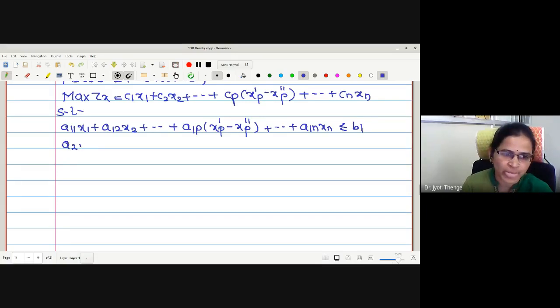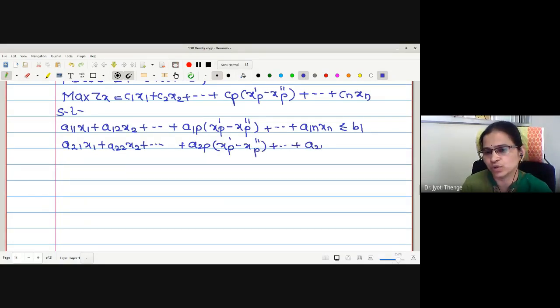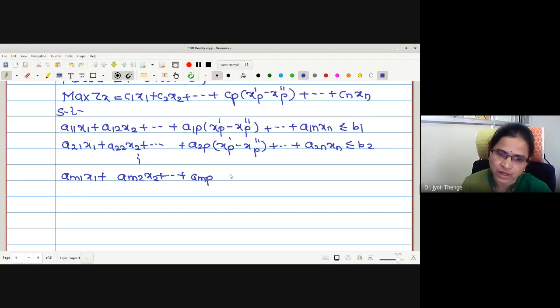Let me write one more: a21 x1, a22 x2, a2p (x_p dash minus x_p double dash), a2n x_n less than or equal to b2. Let me write the last one: am1 x1, am2 x2, and so on, amp (x_p dash minus x_p double dash) till amn x_n less than or equal to bm.